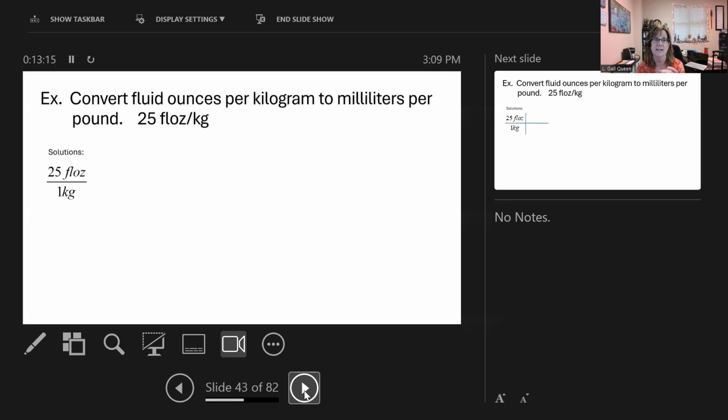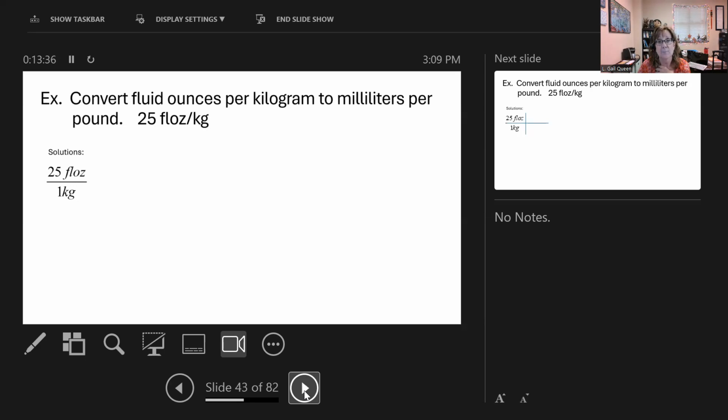Now, one thing I will say, in the wording of the problem, notice how they write fluid ounces and they do the slash mark with the kilogram. Instead, write it like a fraction with a top and a bottom. So on the top, we have 25 fluid ounces. On the bottom, we have 1 kilogram. All right, so we're going to write it top and bottom.